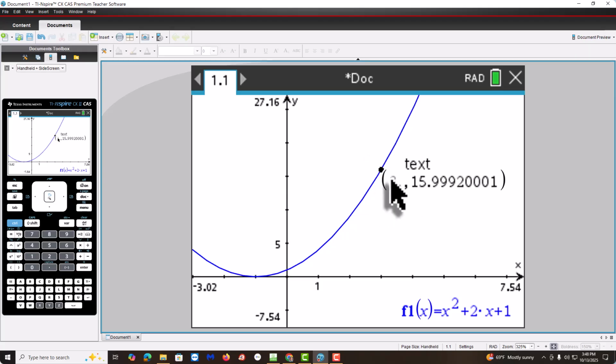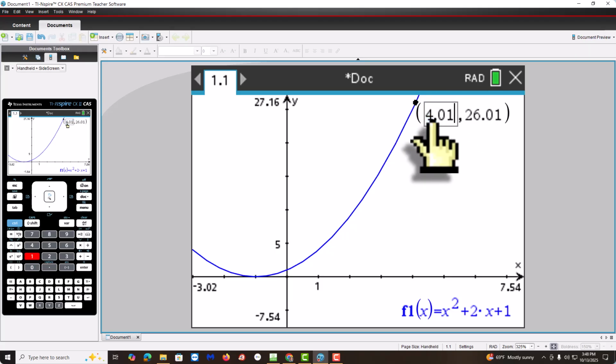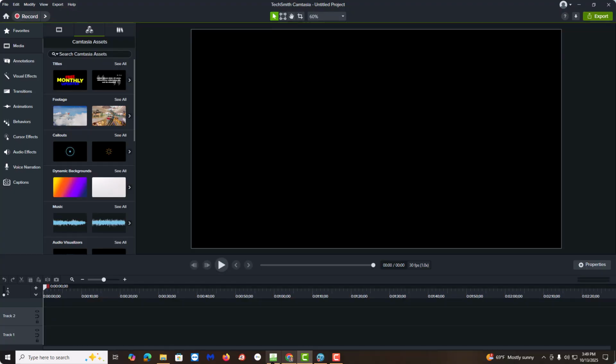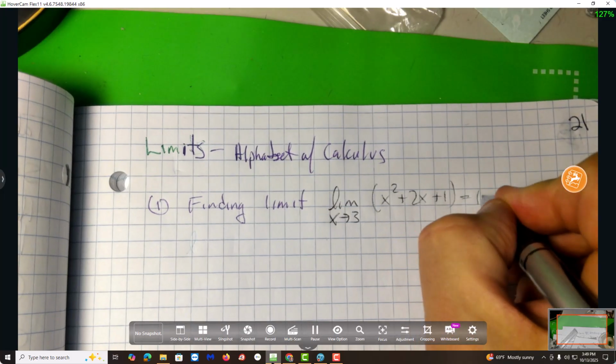Well, we can also come from above. 3.1, 3.01, 3.001. Sorry, I wanted to do 3 and 1,000th. Okay. Here, again, we're approaching 16. So graphically, we would write this is 16 from the graph.